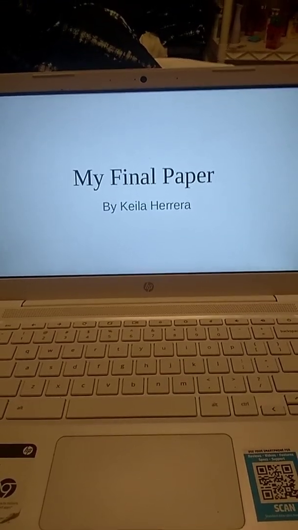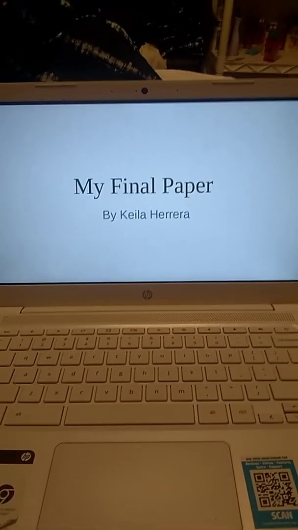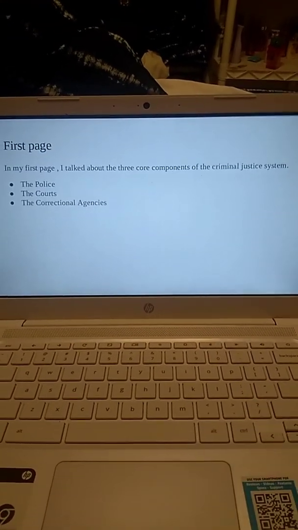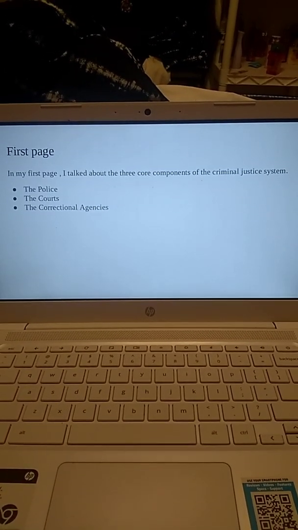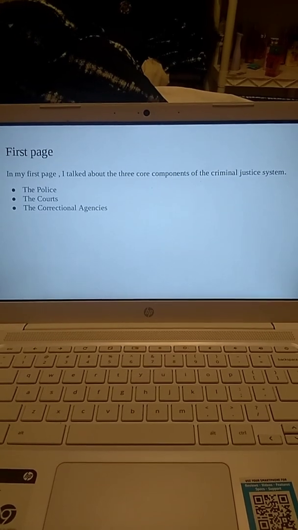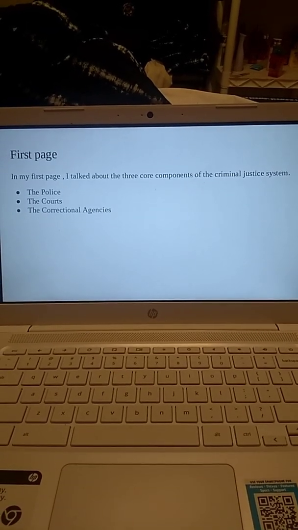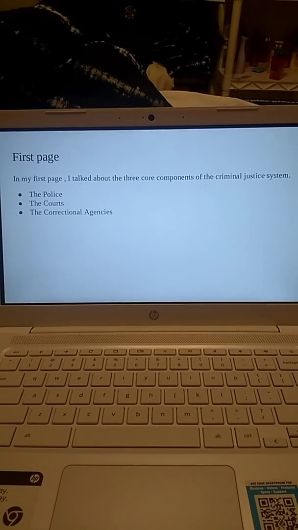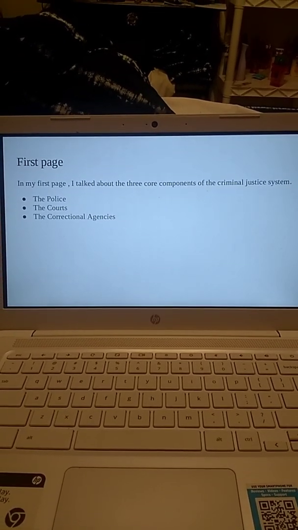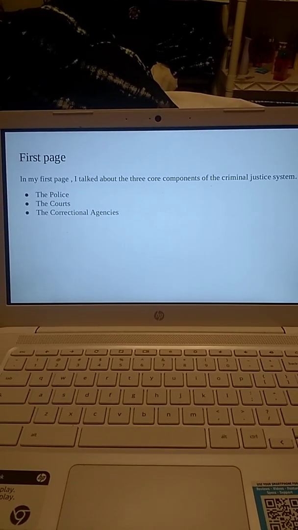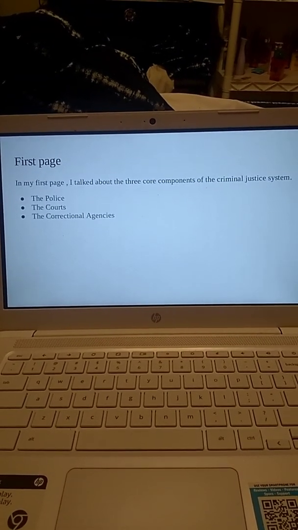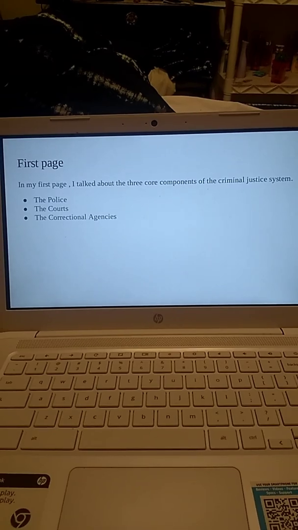This is my final paper for my Introduction to Criminal Justice class with Professor Cintron. In my first page, I talked about the three core components of the criminal justice system, which consist of the police, the courts, and correctional agencies. I then stated some of the responsibilities that each one of the components have. I continued after stating their responsibilities, why they are important to us as a people.